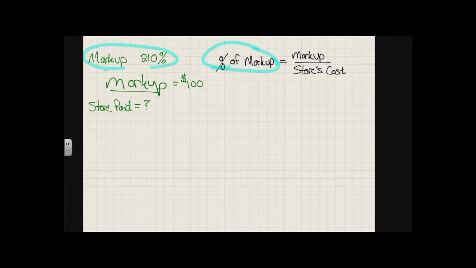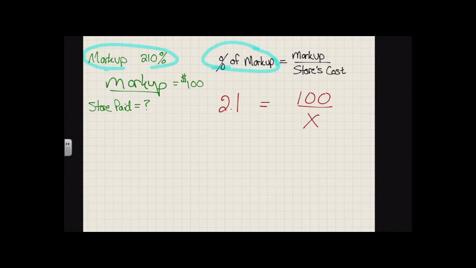My markup percent and my markup price are there. I can plug them into my equation. When I plug it into the equation, I have to plug it in as a what? The percent, yeah, the decimal. I have to plug it in as a decimal. So here's how this works. 210% is 2.1, and that's going to equal 100 over x.